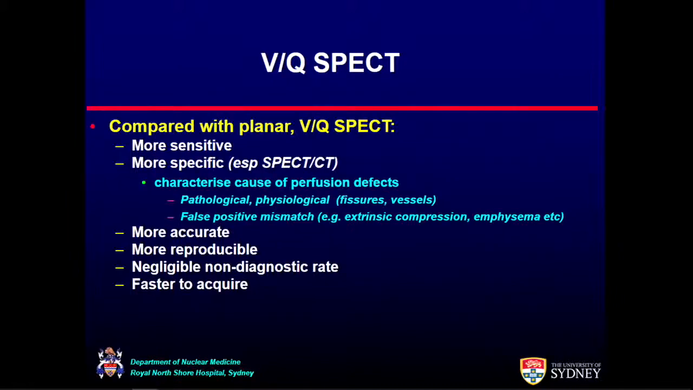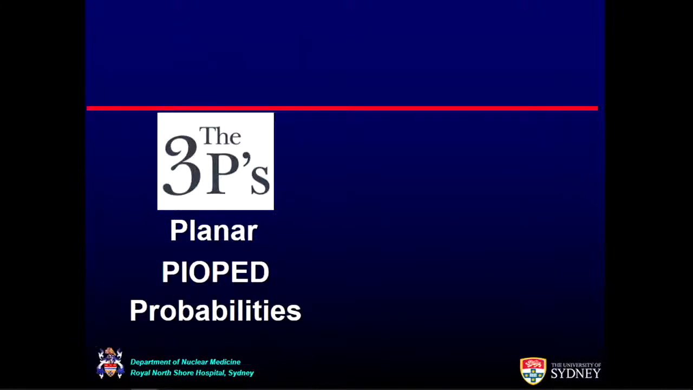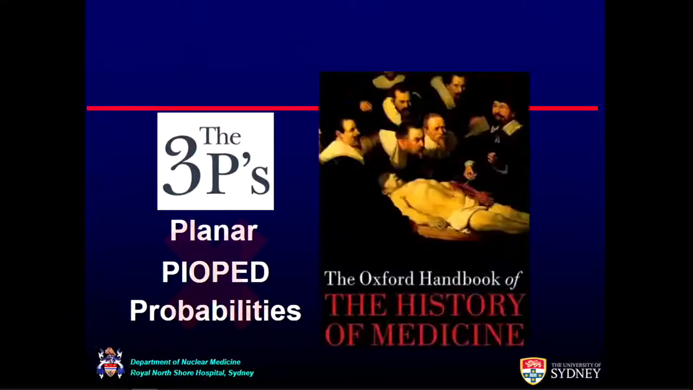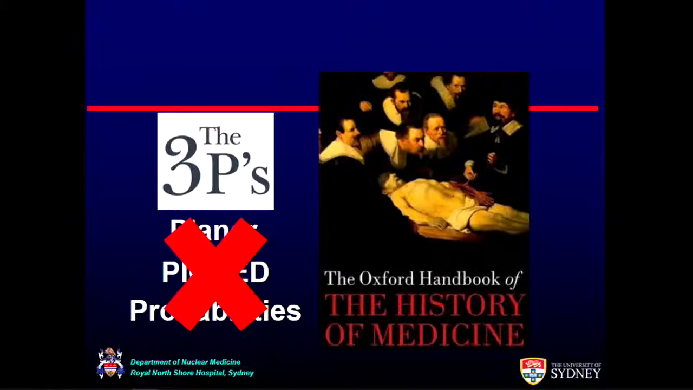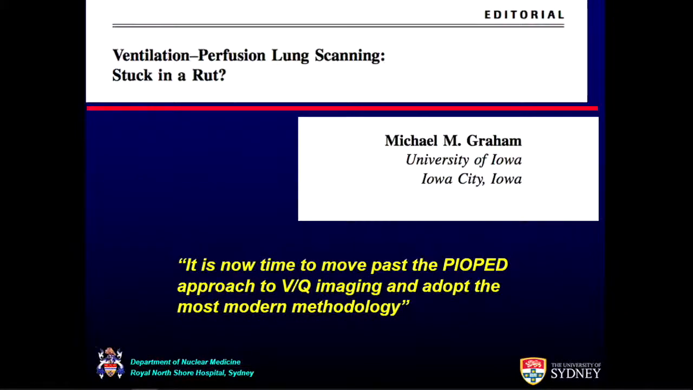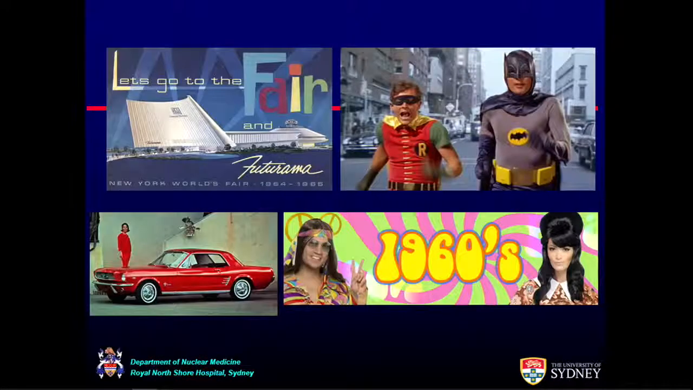The scans are faster to acquire, your technologists will love you, it's much easier to do than planar imaging. Your reporter confidence will be much better than with planar imaging. So for those of you that are still in the world of the 3 Ps, planar, pipette and probabilities, I think throw them into the history of medicine textbook. And I think that Mike Graham makes a very good point in this editorial from a few years ago. It's now time to move past the pipette approach to VQ and adopt the most modern methodology.